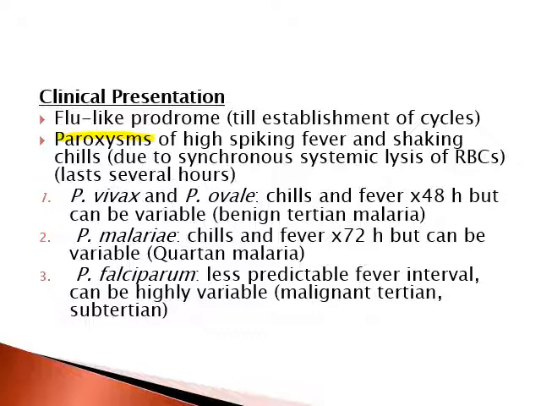The rigors are very vigorous, and then the temperature subsides again, and he falls into a long sleep. This paroxysm is repeated according to the species of the Plasmodium, as we'll say as follows. In Plasmodium vivax and Plasmodium ovale, chills and fever occur every 48 hours, meaning every third day. So we call it tertian malaria.